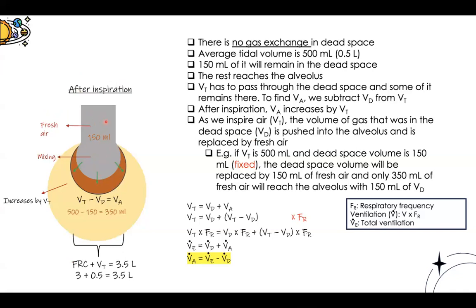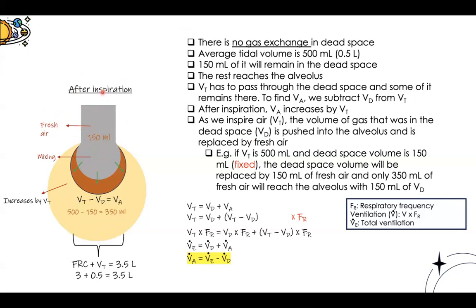If we're going for 3 liters total alveolar volume, the dead space volume is 150 ml, and this is a fixed value. This will never change. It will always be 150 ml. It will never increase and never decrease. Whereas the alveolar volume can increase and decrease, and that is what happens.